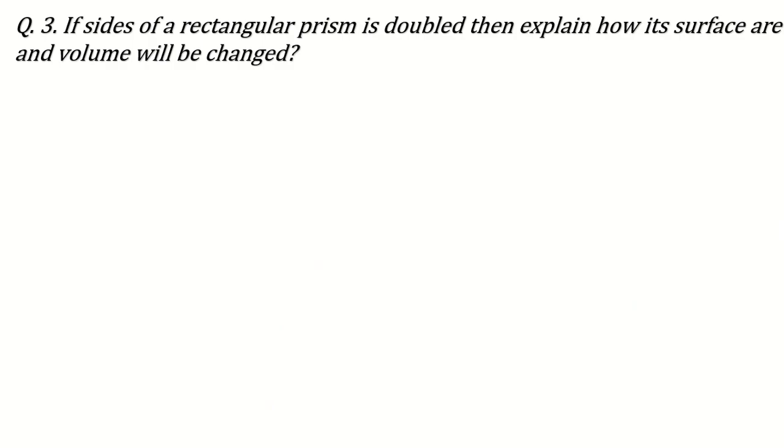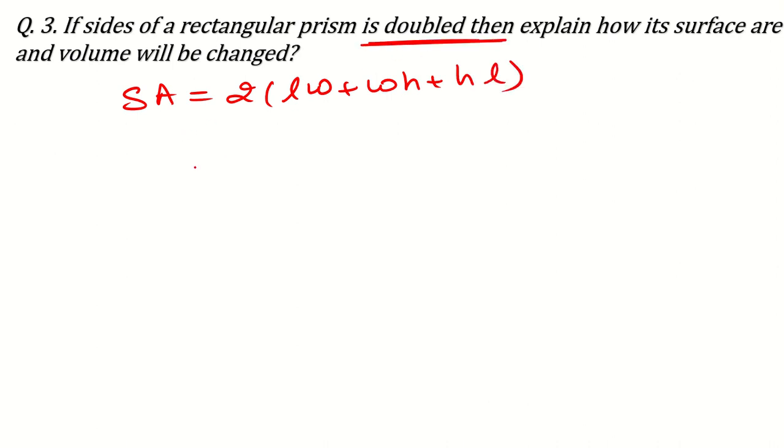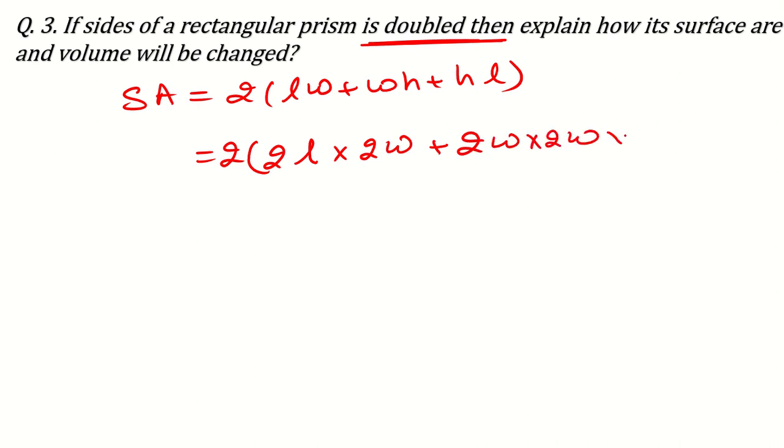Okay. Now another question can be, if sides of a rectangular prism are doubled, then explain how its surface area and volume will change. Now you see, this question you can do with the formula, with the logic, with anything. If we talk about surface area, its formula is 2 times LW plus WH plus HL. Now they say that every side is doubled, means length becomes twice length, width becomes twice width, twice width, twice height, twice height and twice length.